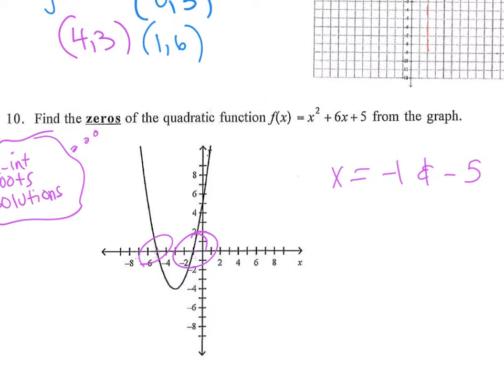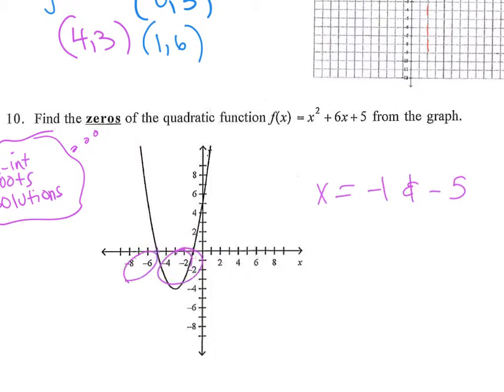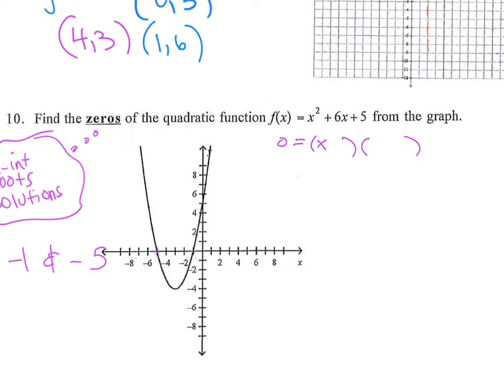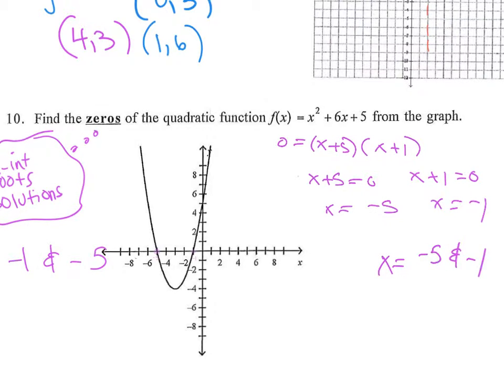That's it. We don't need to put -1. Remember that when we solved this by factoring, we actually had to say 0 is equal to, and then you did your unfoiling, and you got x plus 5 and x plus 1, and then you set each parentheses equal to 0, x equals -5, and x equals -1. Your answer to the solution was x equals -5 and -1.